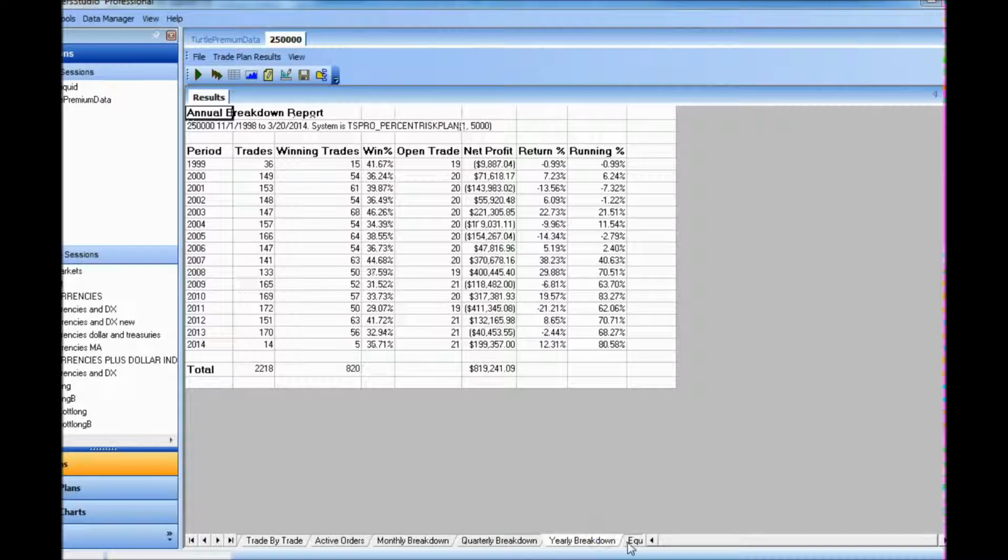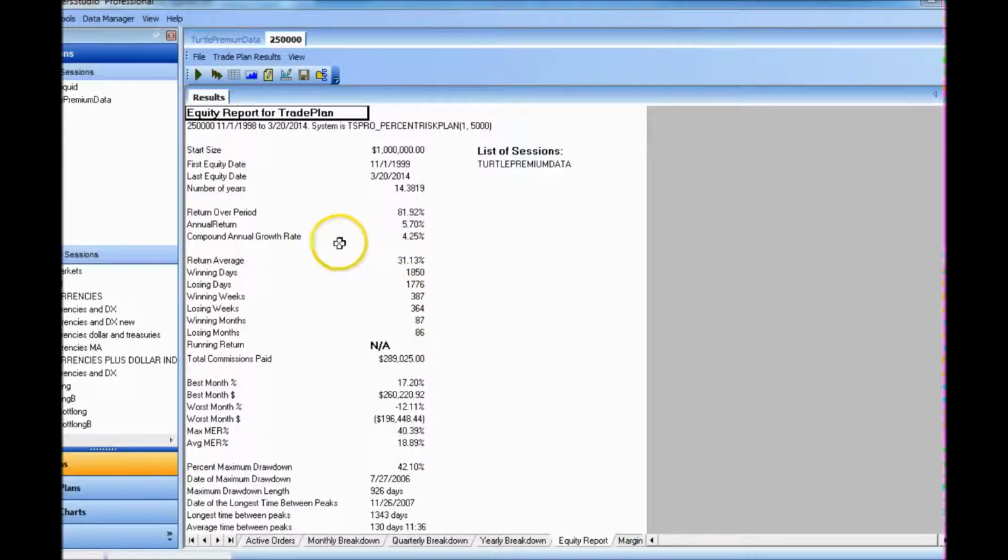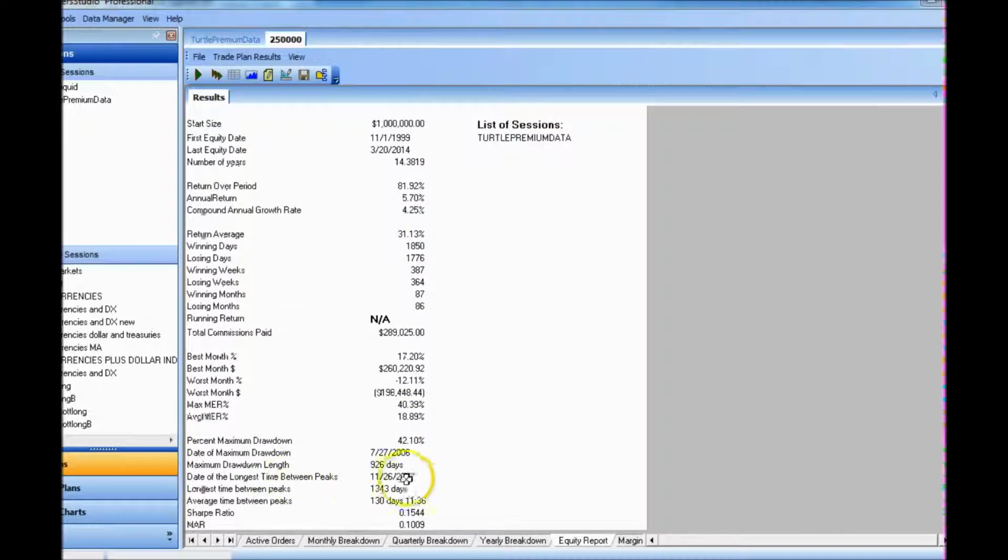So here's our yearly breakdown. Then we can look at our equity report. So we actually have a compound annual growth rate of just over 4%. Average margin to equity ratio about 19%. Our maximum drawdown 42%. And there's some really neat data that we can get out of all this.